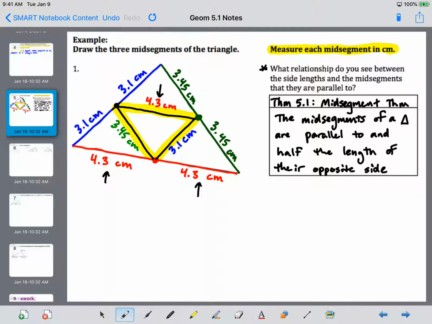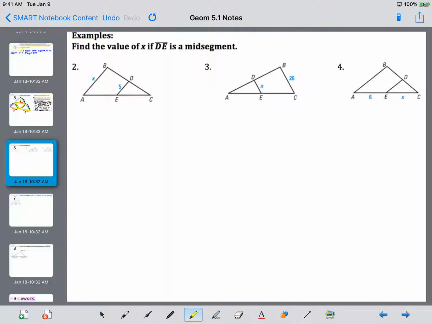So in the example, this entire length here is 8.6 centimeters, so this mid-segment here is half as long as that. And that's true for any mid-segment of a triangle. Okay, so we're going to use that idea to work through some examples. In these examples, we are going to find the value of x if DE is a mid-segment. So all of these segments here are mid-segments.